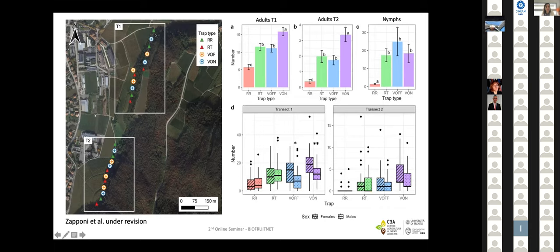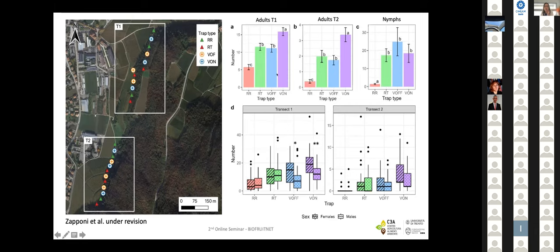one immediately after the other. So in T1, in the map, you see the location of traps for the first period, and then in T2, the location of traps for the second period. They were positioned next to the crops at the border with some wood, some non-treated area. And in this case, we were testing not only traps without the vibration in blue and traps with the vibration on in purple, but also commercial traps with the two combinations of pheromones that are commercially available. So the RR, which is the rescue trap with the rescue pheromones, and the RT, that is the rescue trap with the trece pheromones.